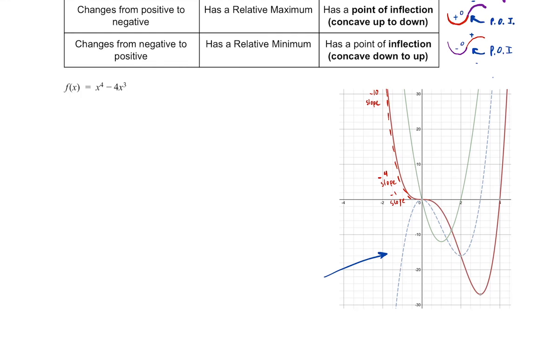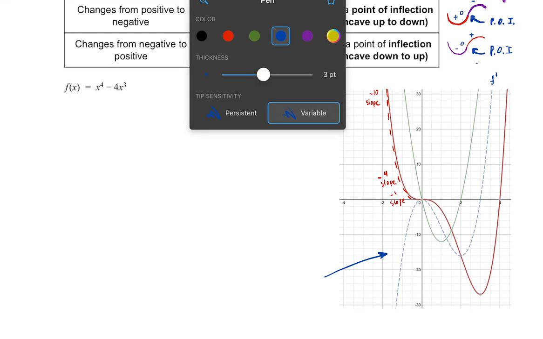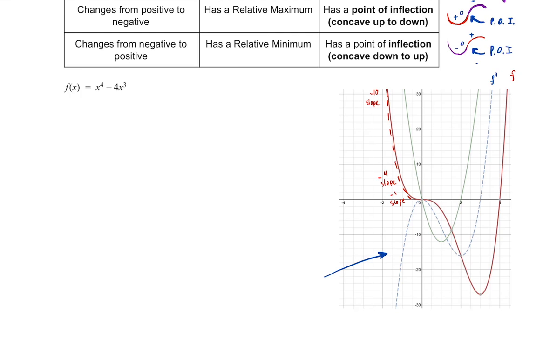So sorry, I should label these again. This is f prime. In red, we have f, and in green, we have f double prime. Notice my first derivative is negative, but increasing, right? So negative first derivative, but it's increasing. It's getting closer and closer to 0, just like my original function's slope is getting closer to 0.